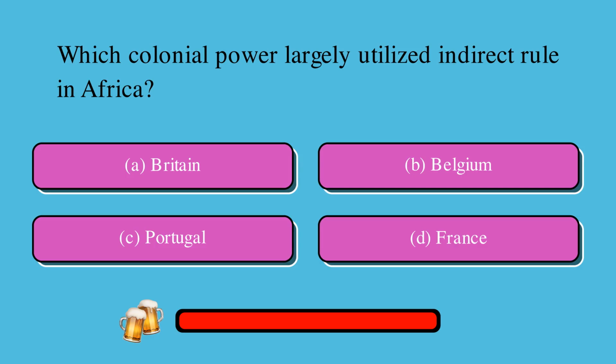Which colonial power largely utilized indirect rule in Africa? Is it A, Britain, B, Belgium, C, Portugal, or D, France? The correct answer is A, Britain.